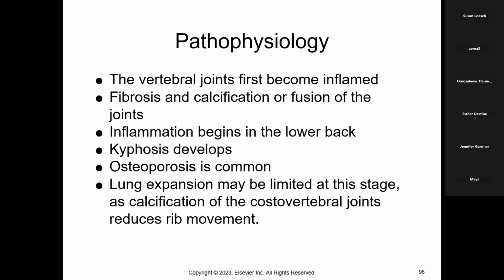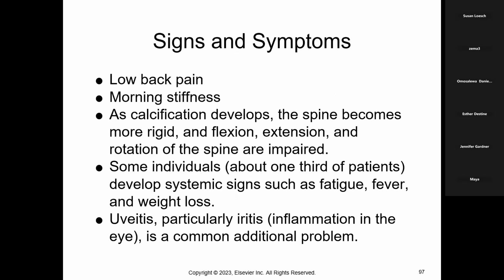Also, that is going to affect lung expansion. And we also may see calcification of the costovertebral joints that restricts our rib movement. So that's going to also affect the way we're able to breathe. All right, so these clients will usually have low back pain, morning stiffness. As the calcification continues, the spine becomes rigid. We'll see more flexion, extension, and rotation being impaired here. So they have very limited movement.